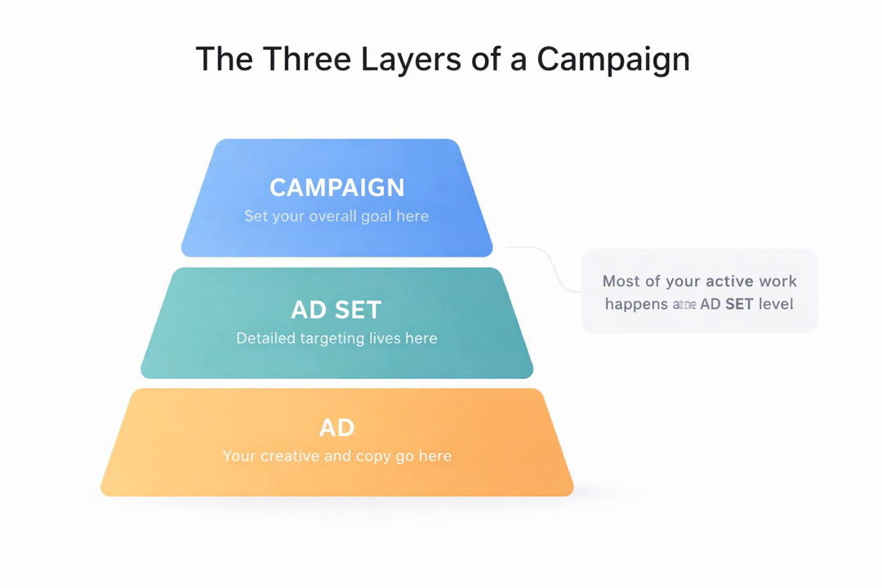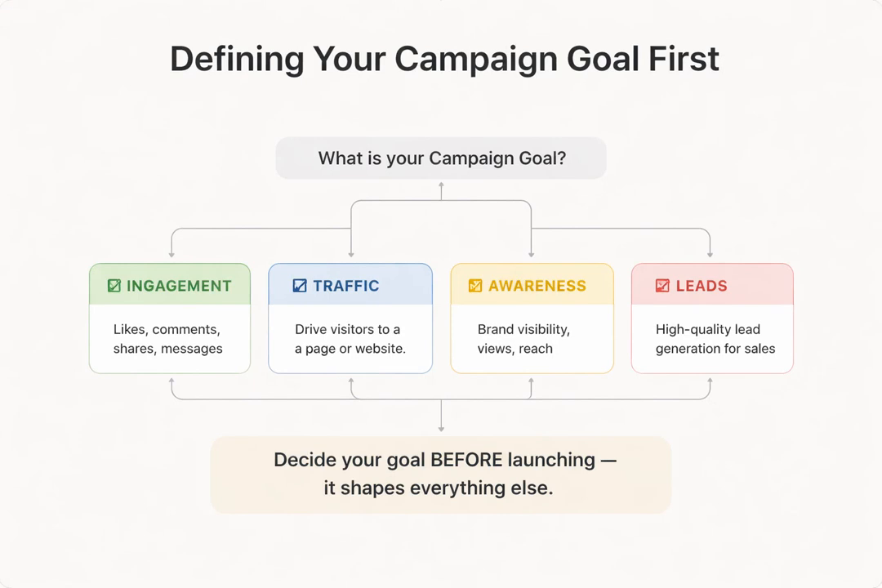The first layer is the campaign itself, where you define your overall goal. The second layer is the ad set, where you do your detailed targeting. And the third layer is the ad, where your actual creative and copy live. Now, the instructor makes an important point here. Most of your active work and decision-making happens at the ad set level, because that's where you control who sees your ads. Before you even touch the campaign settings, you need to decide your goal.